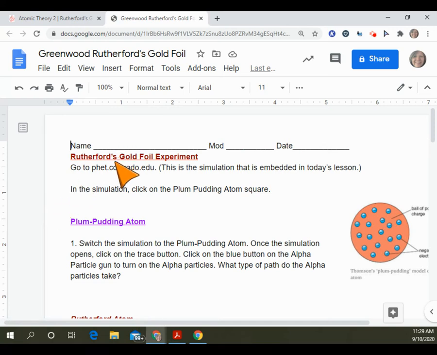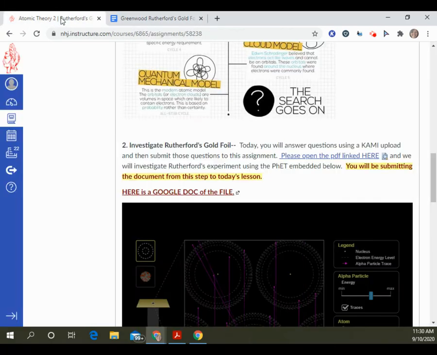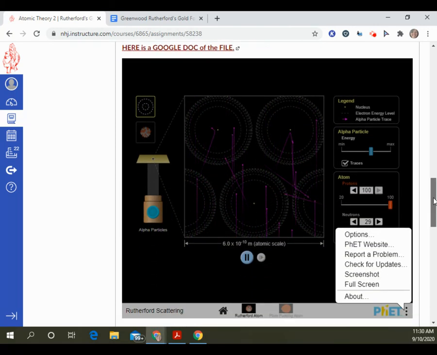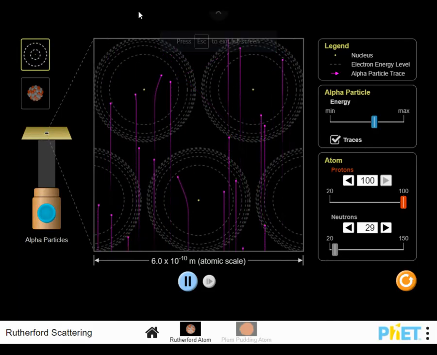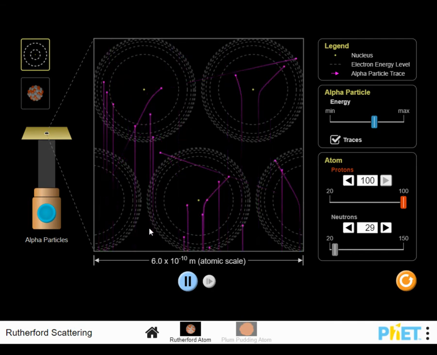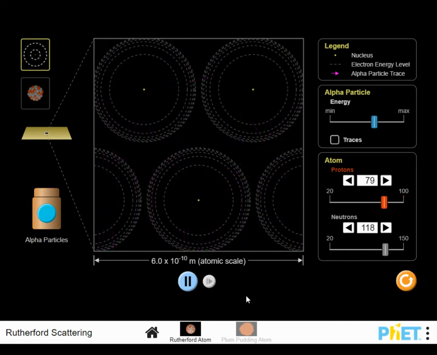So we're going to go through these instructions together. It says go to phet.colorado.edu. This is the simulation that is embedded in today's lesson. Okay, so if I go, there is the simulation that is embedded in today's lesson. I'm going to go ahead and make this full screen and we will walk through the questions together. When I look at this, it's kind of hard to see the purple tracing lines. I'm going to go ahead and hit reset so that you can see how it opens when you open it.